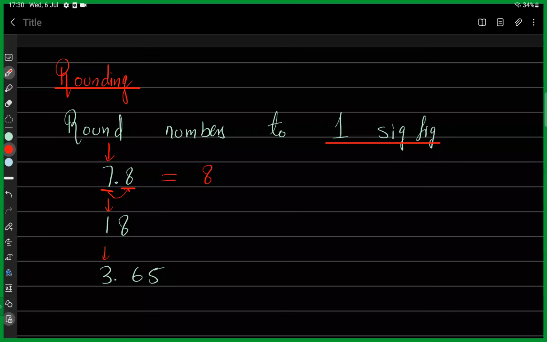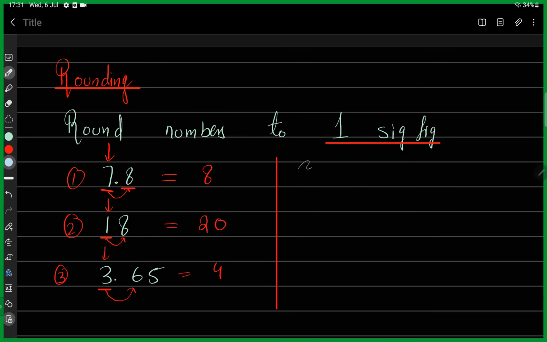For example, let's talk about the second example. This was the first one. This is the second one. I need a number here. Now the number could be 1 or the number could be 2. It would be 2 if the number after this one is 5 or greater than 5. Now I can see that I have 8 here. 8 is certainly greater than 5, so I can write it as 20. Third example, we have 3.65. I need to fix this one. For this, I will just check the other one. That's 6. 6 is greater than 5, so I can write it as 4. So this is how we round off numbers to one significant figure.